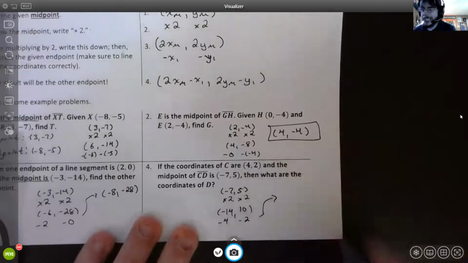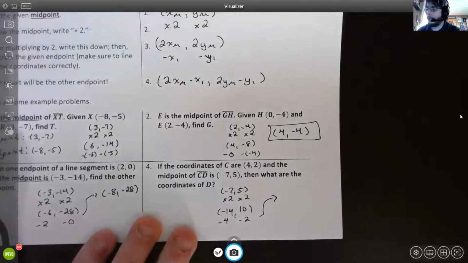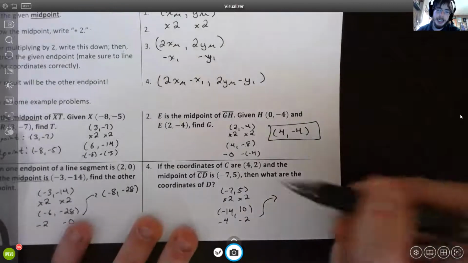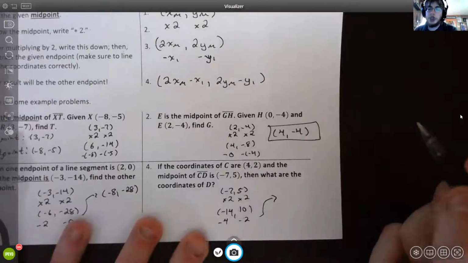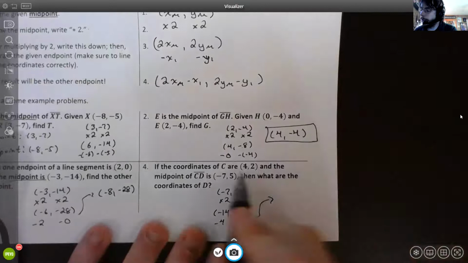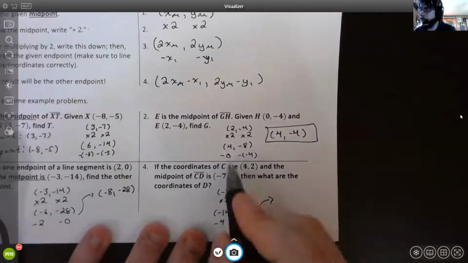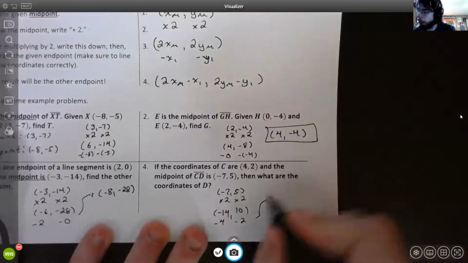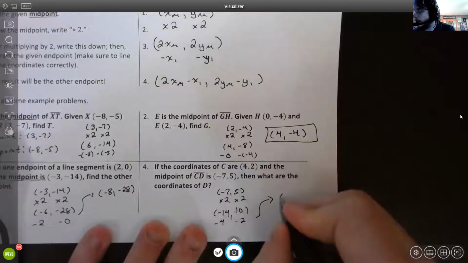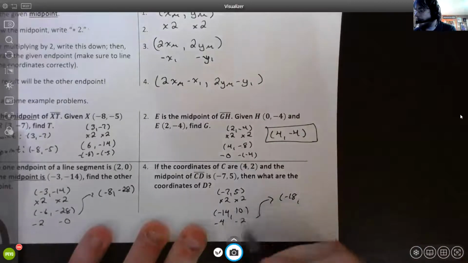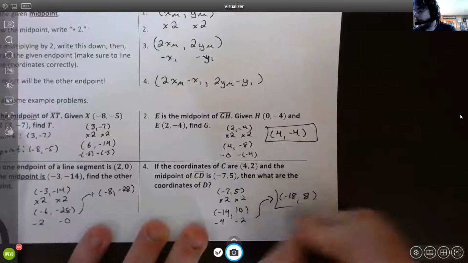One of the biggest mistakes I see is people adding the endpoint instead. You always need to make sure you subtract. So even if that's negative, subtract the negative and then change it to a positive when you need to. So you get -14 minus 4, which is -18, and 10 minus 2, which is 8.